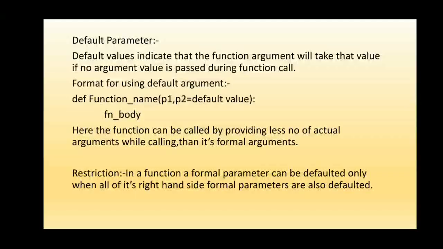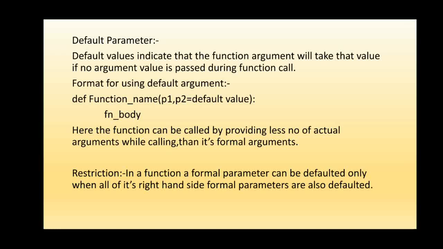Our today's topic of Python function is default parameter. First we'll see the definition of default parameter. As you can see on screen, default parameters are those parameters that indicate that function arguments will take that value if no argument is passed during function call.